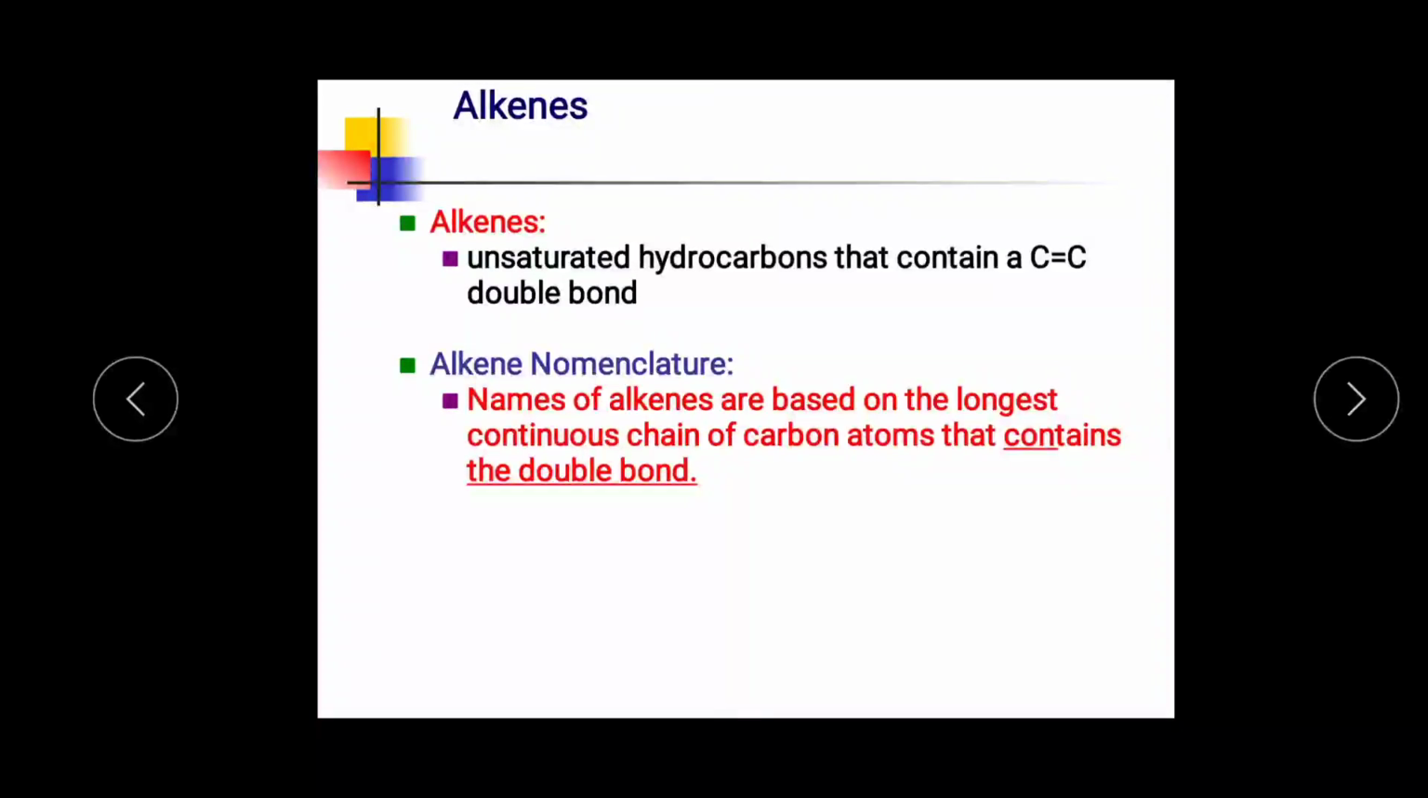Alkenes. These are unsaturated hydrocarbons that contain a C=C double bond. Alkene nomenclature: names of alkenes are based on the longest continuous chain of carbon atoms that contains the double bond. So in naming an organic structure, you have to note whether there is a double bond or triple bond, and always include the double bond or the triple bond in the main chain.